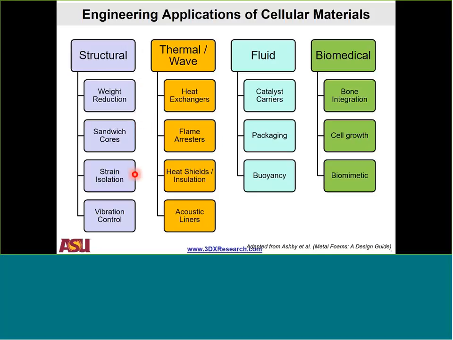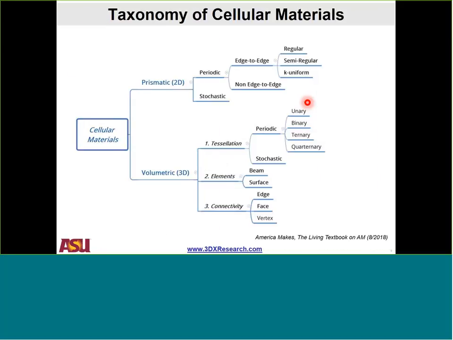Things like strain isolation, vibration control, sandwich cores. On the thermal side, heat exchangers, heat shields. NASA just launched one of their solar probes with a big cellular material heat shield made of carbon. So my point, even in the fluid and the biomedical domain, is that cellular materials are already in use. So the real question becomes, what opportunities does additive enable?